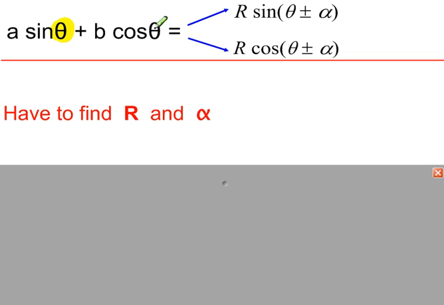So we have theta here in radians. Here's theta. So we need to determine the value of r and the angle alpha. Sine(theta plus or minus alpha), this is a compound angle. And we've got cos(theta plus or minus alpha). Again, we have a compound angle.